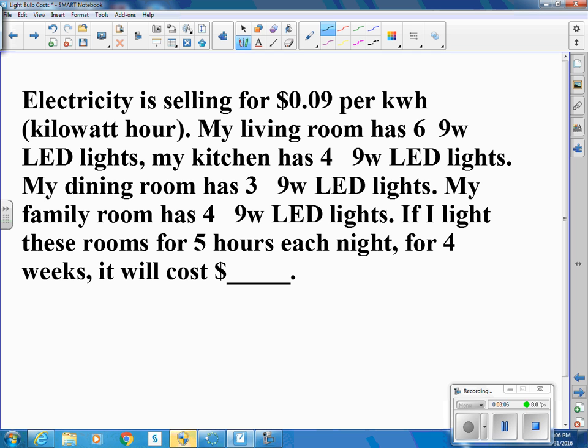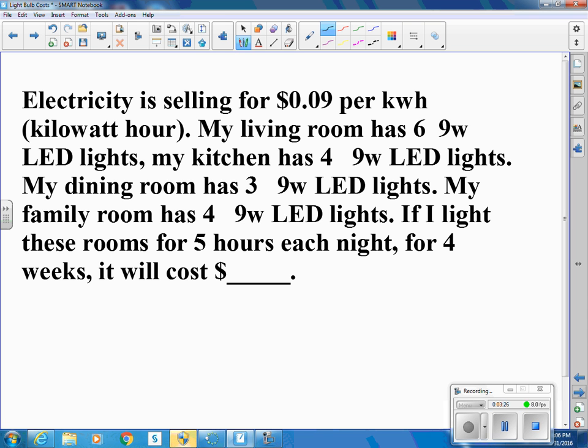Electricity is selling for 9 cents per kilowatt hour. My living room has 6 9-watt LEDs. My kitchen has 4 9-watt LED lights. My dining room has 3 9-watt LED lights. My family room has 4 9-watt LED lights. If I light these rooms for 5 hours each night for 4 weeks, it will cost what?